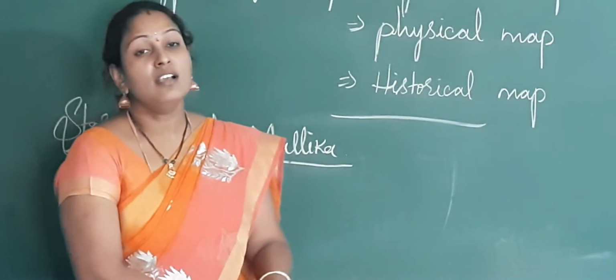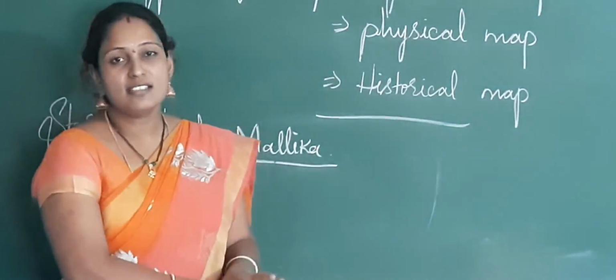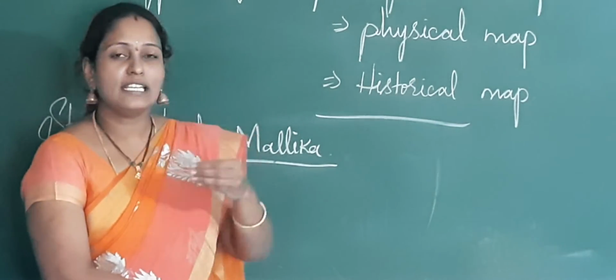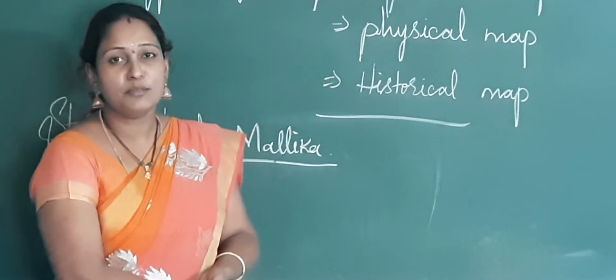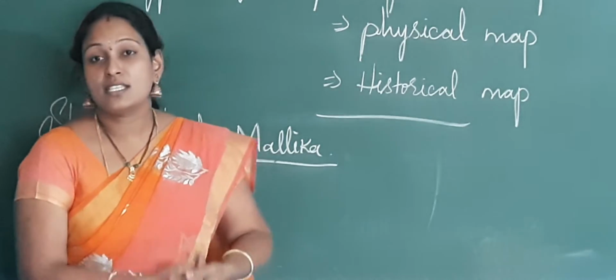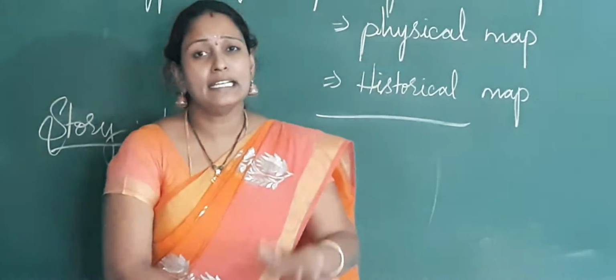Is it possible? If you get a simple and small address without the exact address, is it easy to reach the destination? No. So whenever you are writing or sending any address to a particular person, you have to send a complete address. So at that moment Malika suffered a lot. At the end she reached Laila's house.